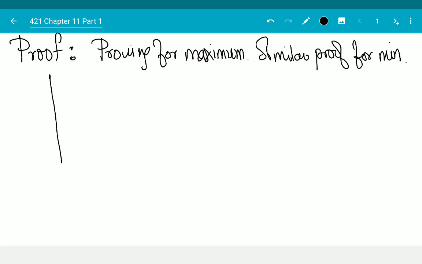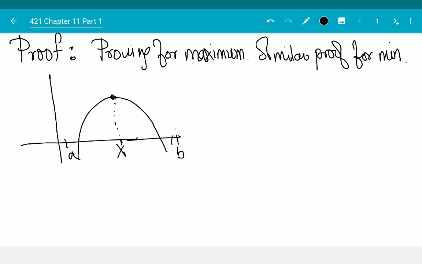Well, if it's a maximum, my function is going to look something like this. This is my point x. I'm not saying the function is going to be continuous everywhere. My (a, b) might have a jump here, I don't know, something. Doesn't matter. But at x, my function is continuous, and it's not just continuous, it's actually differentiable.